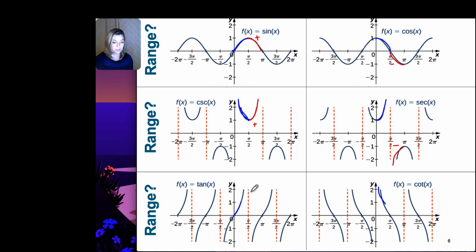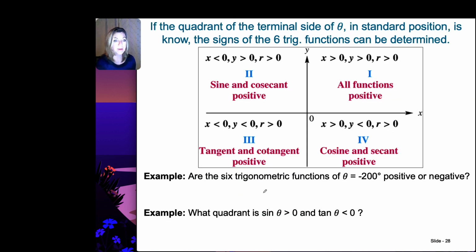Tangent in quadrant 2, we are below the x-axis, so it's negative. And cotangent in quadrant 2, here, below the x-axis. So in quadrant 2, we can see that only sine and its reciprocal function cosecant are positive. The other 4 functions are negative. And that is what it means by this statement here. Quadrant 2, sine and its reciprocal function cosecant are positive. The other 4 are negative.